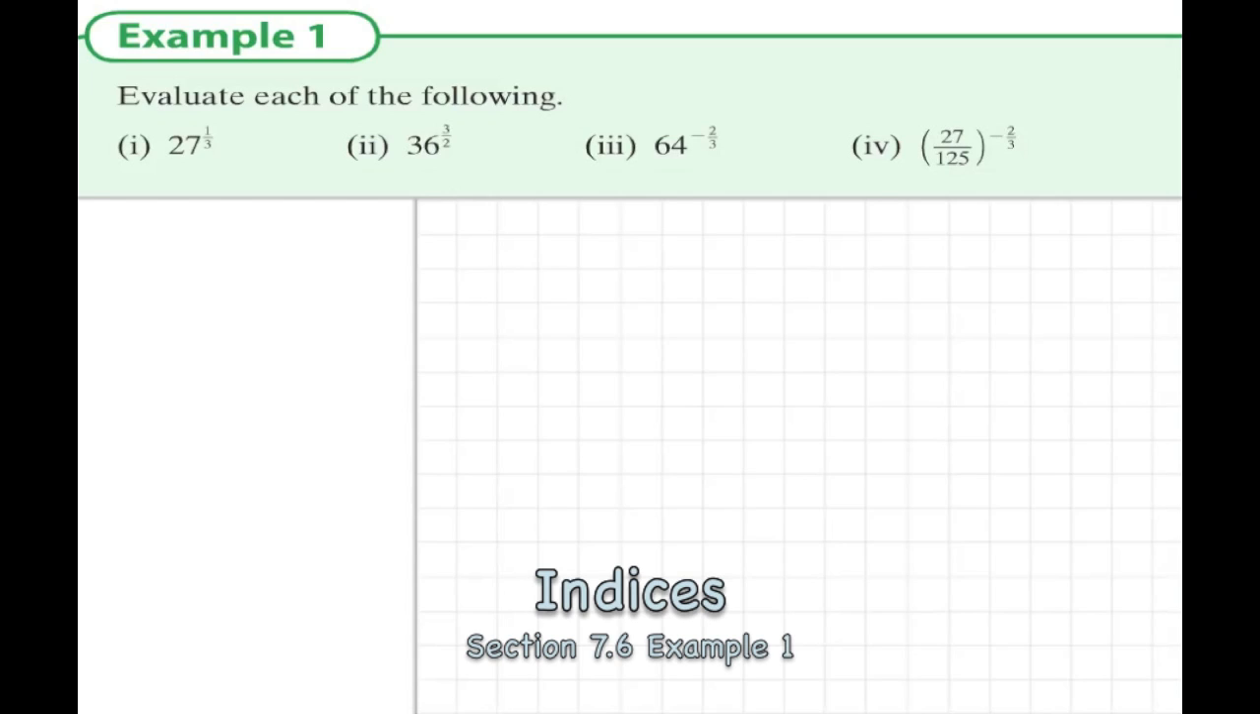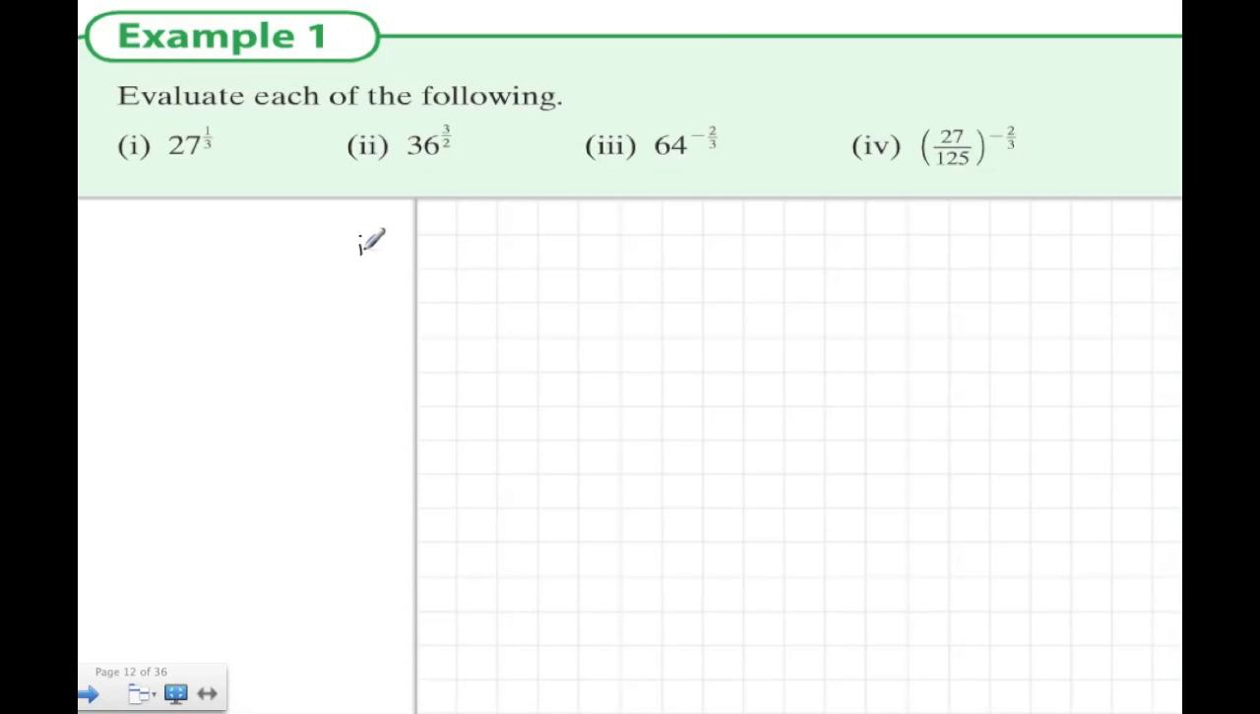In example 1, we're to evaluate each of the following. In the first question, we have 27 to the power of 1/3. Anything to the power of 1/3 is the same thing as the cube root of 27. So what number multiplied by itself 3 times gives us 27? The answer is 3, because 3 cubed is 27. So 3 is the answer to the first question.